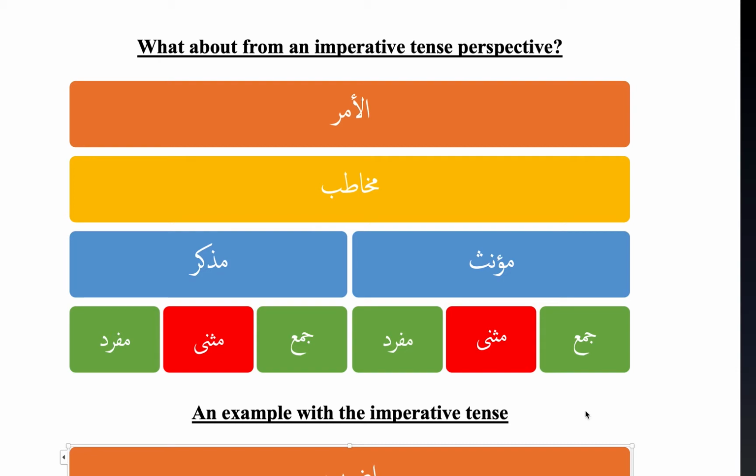You only command someone who is what? Present in front of you. Ijlis, you sit. Idrib, meaning you hit. Good. And so, al-amr bis-sighah only revolves around the mukhatab. And again, we can divide it into two, mudhakkar and mu'annath, and then the three forms, jam', muthanna, and mufrad. As you can see, the color scheme, the muthanna for the mu'annath mukhatab and the mudhakkar mukhatab have the same form.